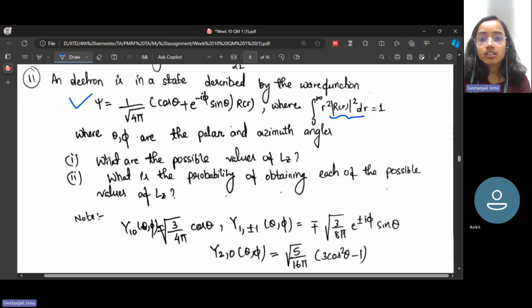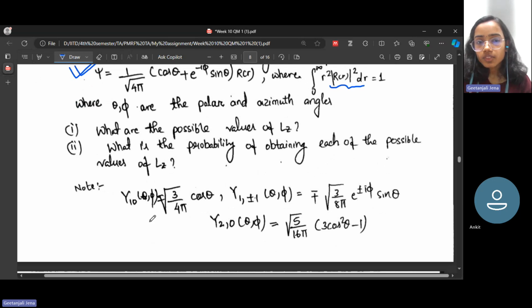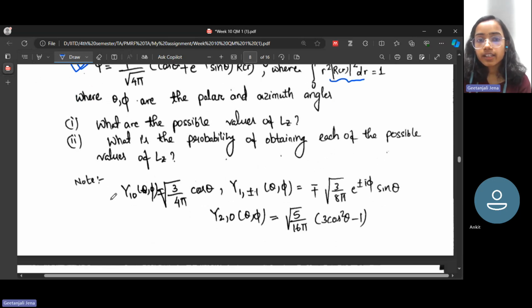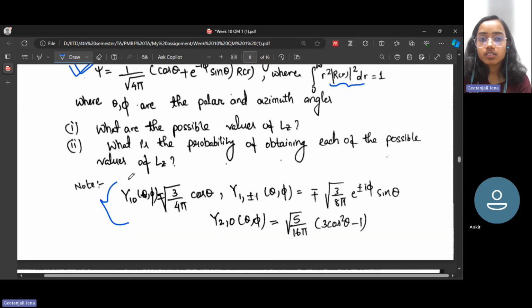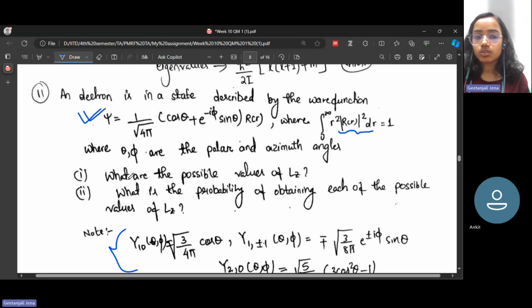Now they are asking what are the possible values of Lz when the electron is in state psi, and what is the probability of obtaining these values. Some expressions are also given, like the spherical harmonics for the 1,0 state, root over 3 by 4 pi cos theta, and 1, plus or minus 1 is also given. So you can use these expressions and solve the problem.